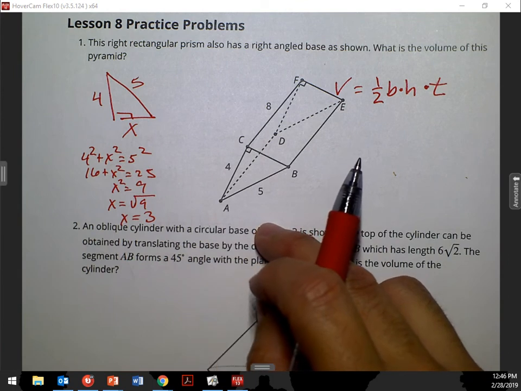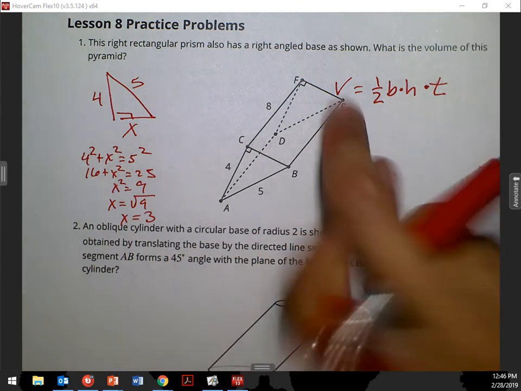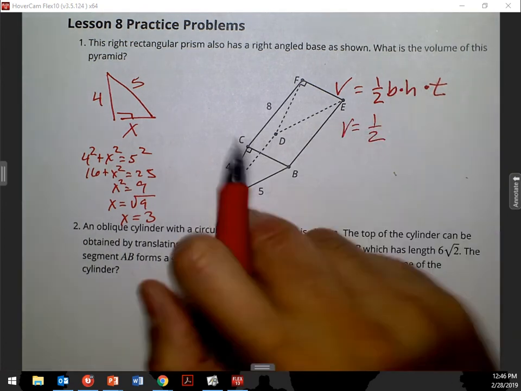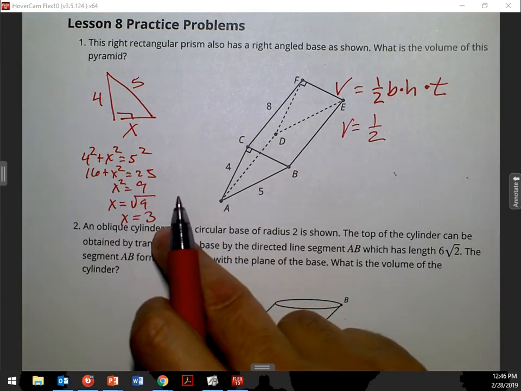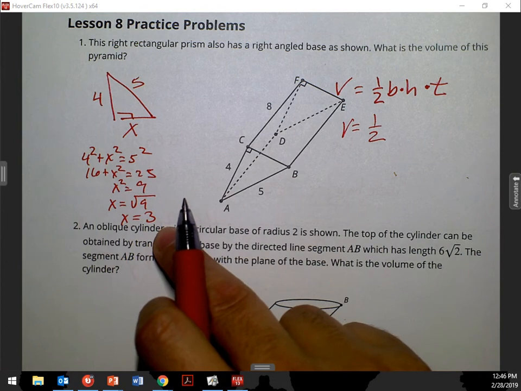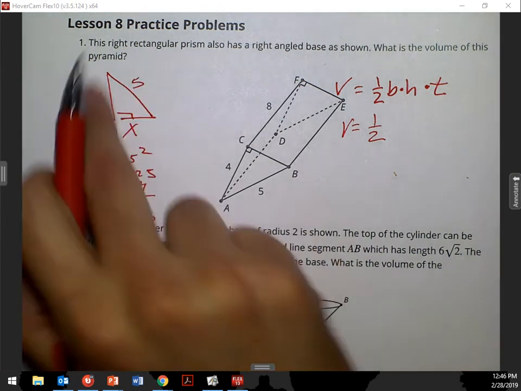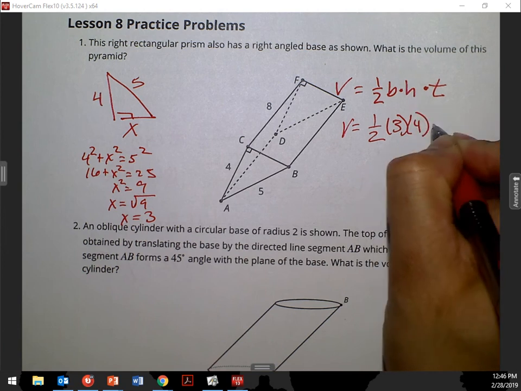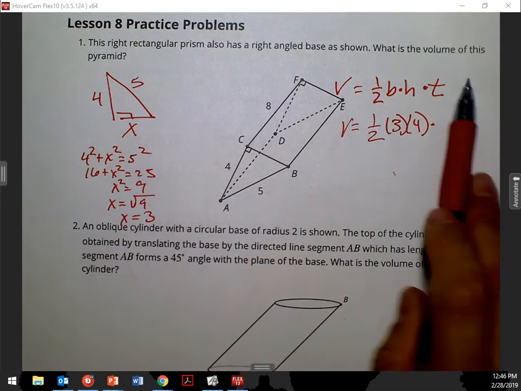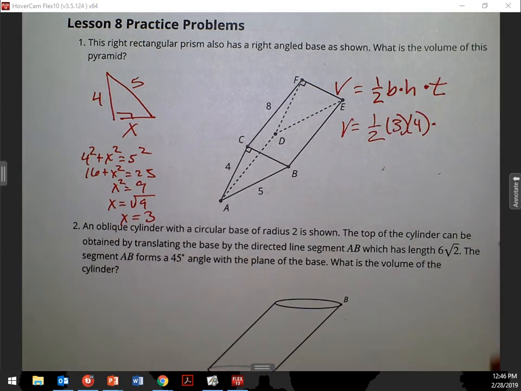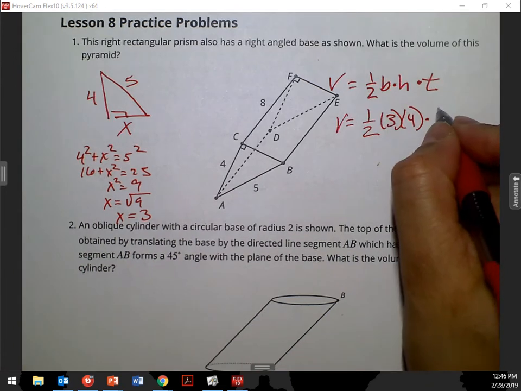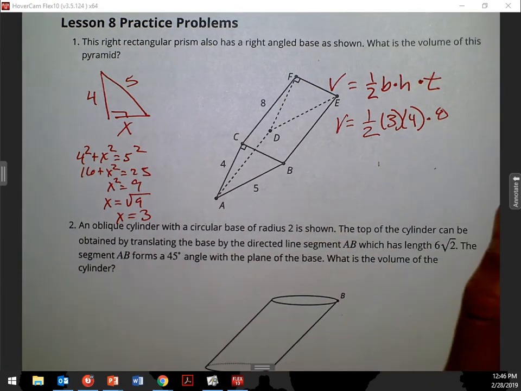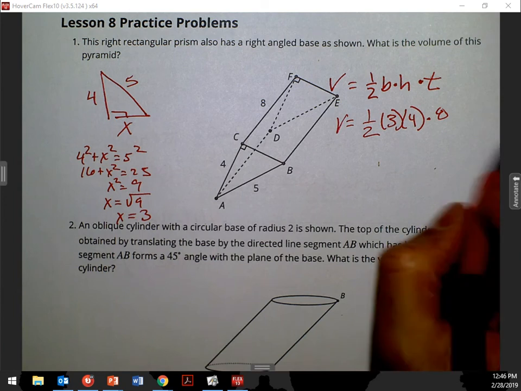Nap time? Okay. All right, so let's plug into the volume. 1/2 base, which in this case is going to be 3, right? Yes? Okay, so from right here, it's the area of this triangle. So it's going to be 3 times 4 times, what's the thickness? How thick is this triangle? 8. There we go. So that's going to give me a grand total of 48.